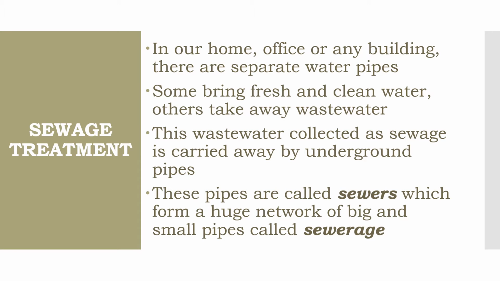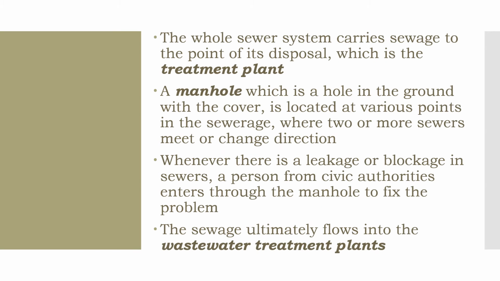Sewage treatment. In our home, office or any building, there are separate water pipes. Some bring fresh and clean water, others take away wastewater. This wastewater collected as sewage is carried away by underground pipes. These pipes are called sewers, which form a huge network of big and small pipes called sewerage. The whole sewer system carries sewage to the point of its disposal, which is the treatment plant.